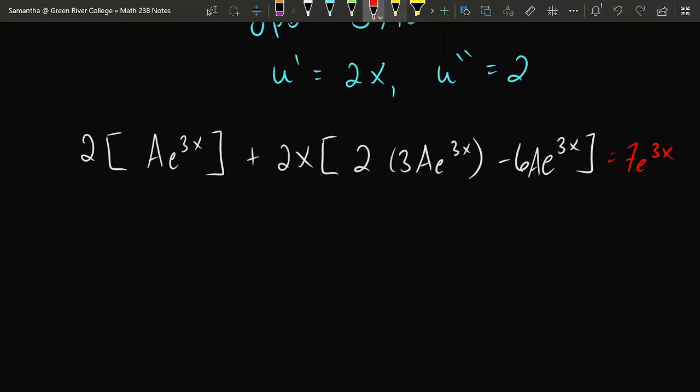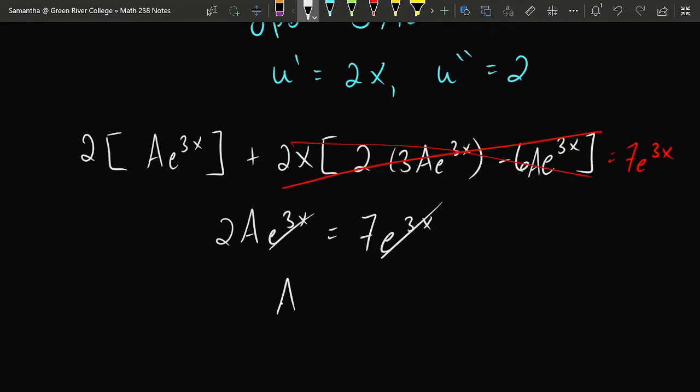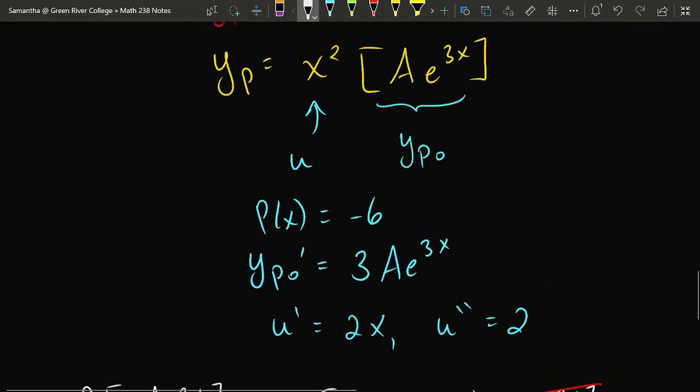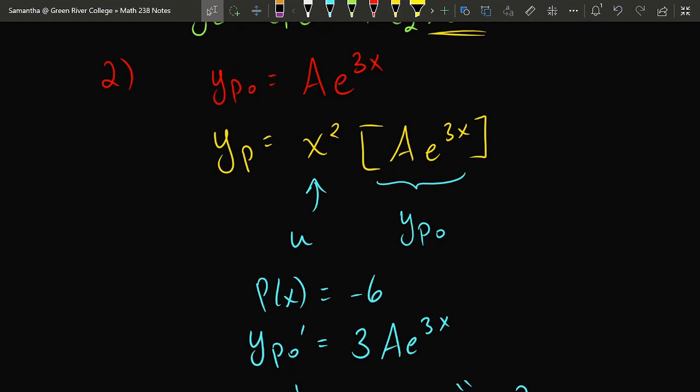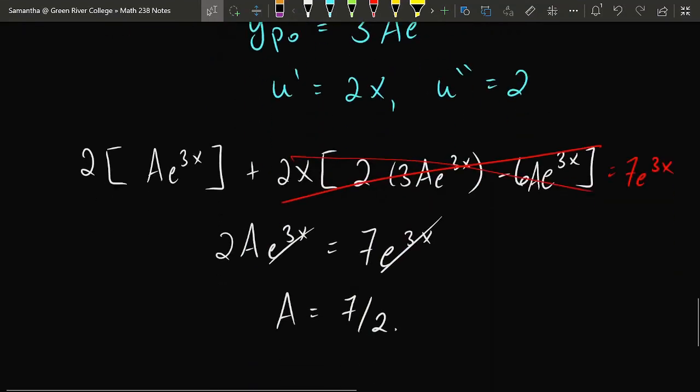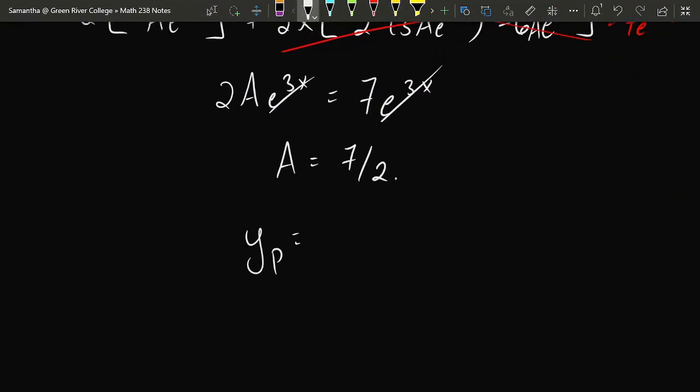Now notice that these two terms in the brackets are opposites, so these completely cancel each other out. And I'm left with the simple equation 2a e to the 3x is equal to 7 e to the 3x, and as a result, a must be equal to 7 over 2. So if I put that value of a into this formula, for my actual real guess at a particular solution, I get the following result. Yp, the true particular solution, would be 7 over 2 times x squared e to the 3x.